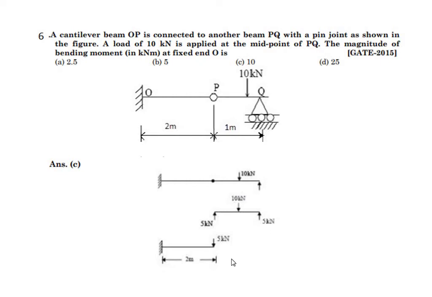Since you have a simple support here, the hinge can be assumed as a simple support, because this portion, the OP portion of the beam, offers resistance to the downward movement only. Right. So you can take this portion as a simply supported beam. At the middle point you have the 10 kN load, so a 5 kN reaction will be on the right side, and another 5 kN upwards reaction will be at the hinged point.